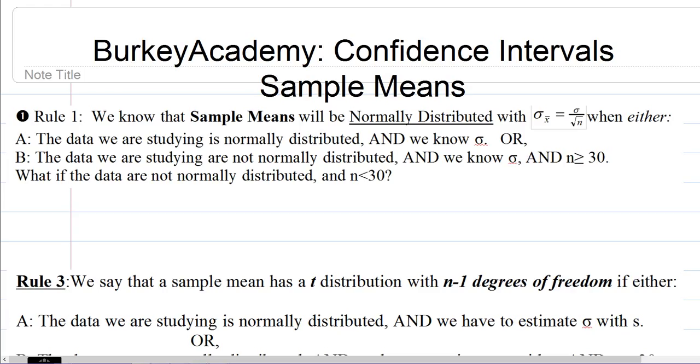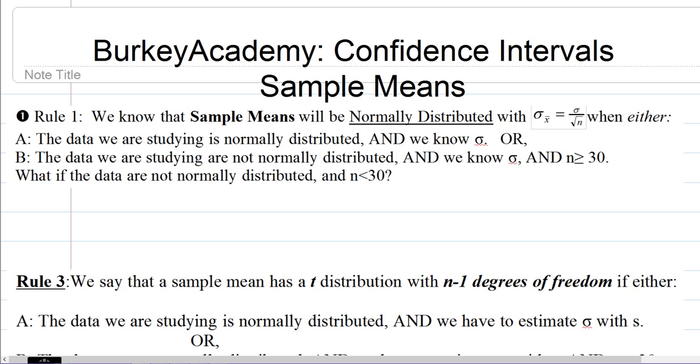In this video, we're going to look at sample means, how to make confidence intervals, and how to calculate margins of error. Before you get started on any problem involving margins of error or confidence intervals involving sample means, you have to decide: can we use the normal distribution? If you can't, there are several different cases of what can happen next.